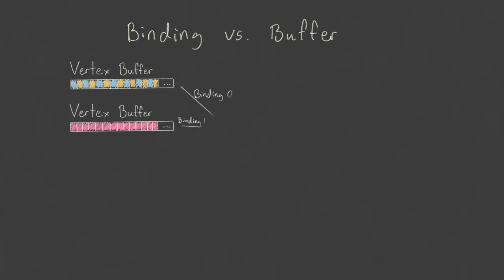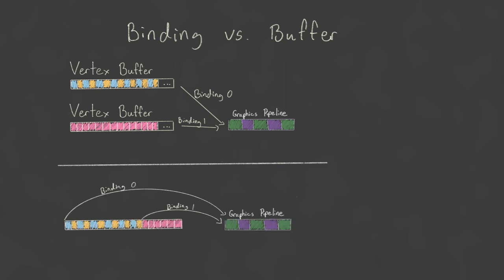So far, I've been using binding and buffer interchangeably, which might imply that for each binding we have a separate buffer. But typically, you will want to minimize the amount of memory allocations. So often, for something like vertex data, even if we have multiple bindings, we will only allocate one large vertex buffer and have each binding mapped to a different region of the same buffer.